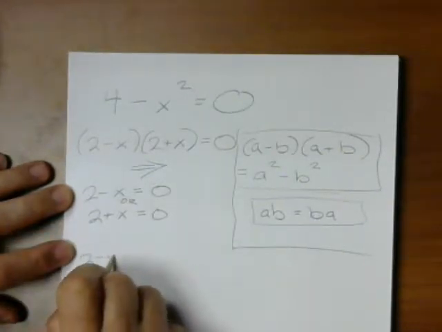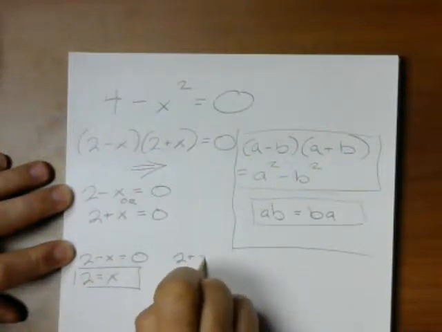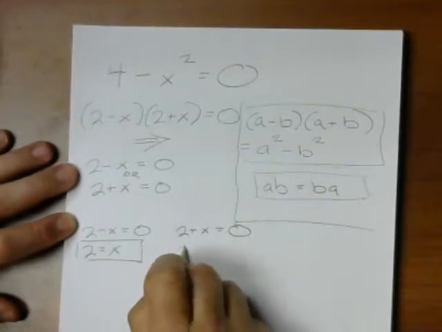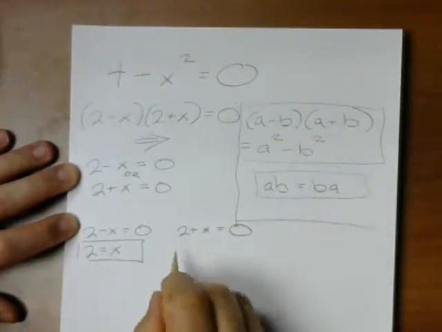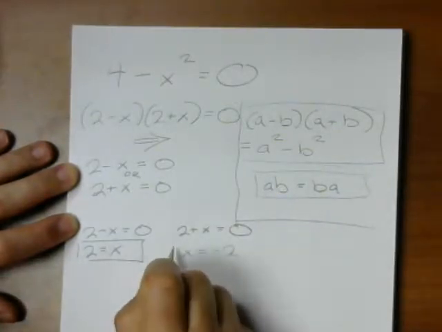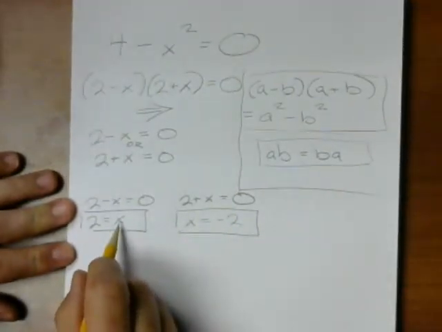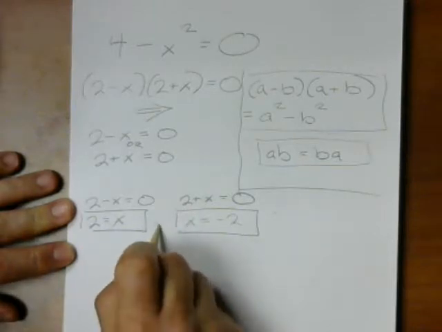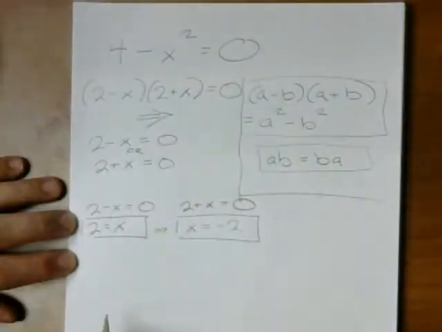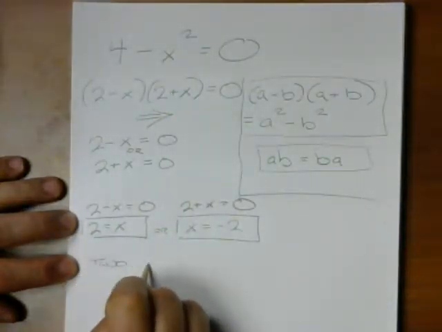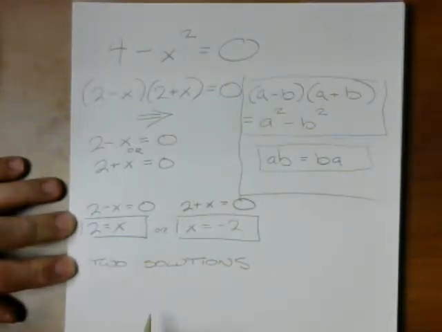Well, if 2 minus x equals 0, I get 2 equals x. And if 2 plus x equals 0, I get 2, well, let's move the 2 over instead. So I save one single line. So either way, I get x equals 2 or x equals minus 2. These are the two solutions to our original equation. So, two solutions.